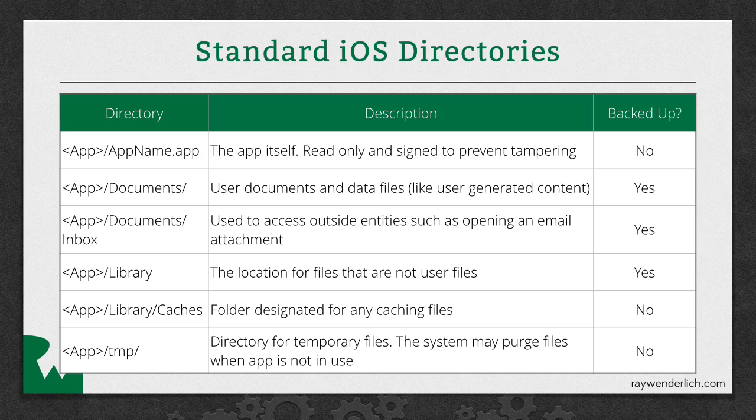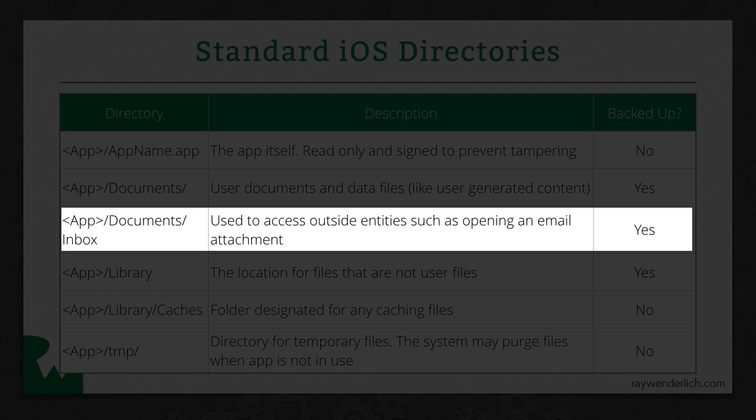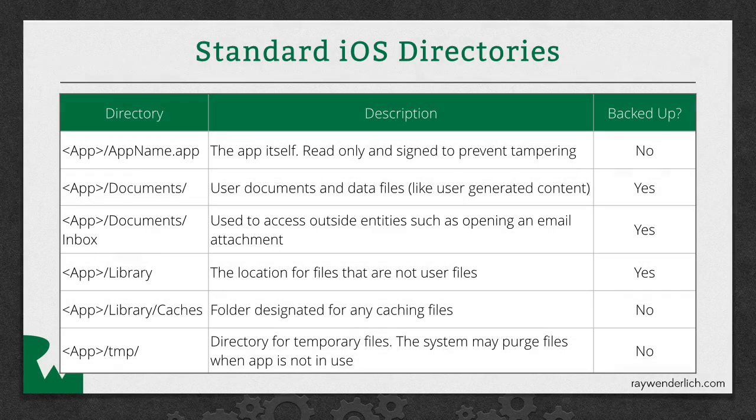Now, say your user emails a friend a copy of their spreadsheet, and their friend opens that spreadsheet up in the email attachment. That spreadsheet then is copied to Documents Inbox. And again, this is where files opened from attachments go, and these are backed up as well.